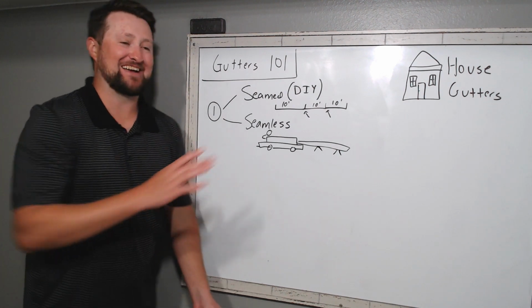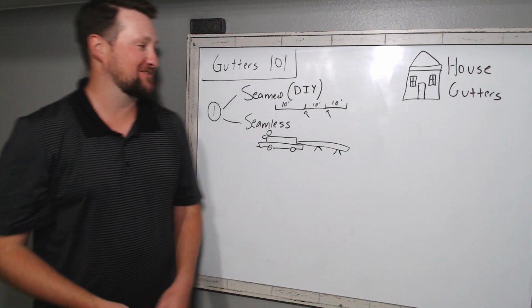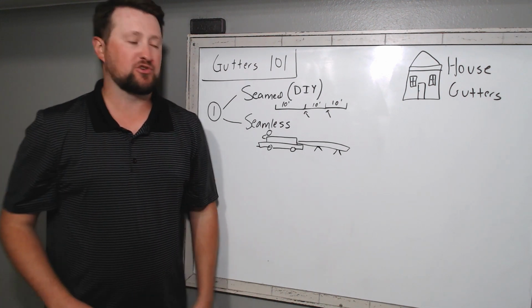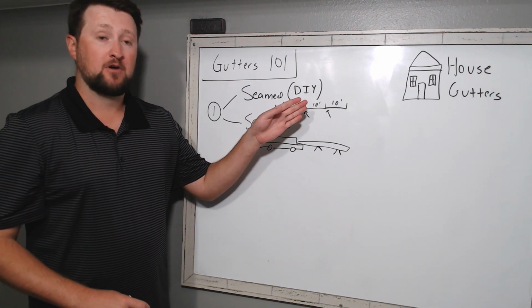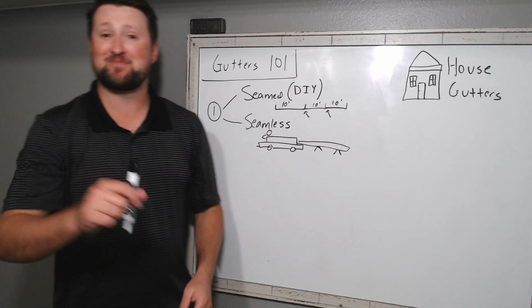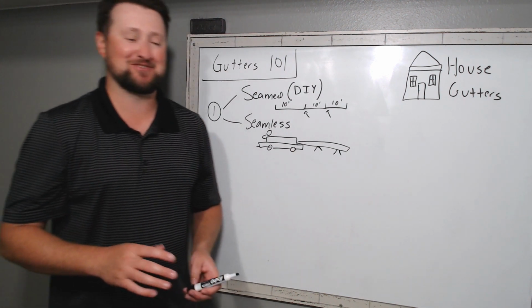So basically, like I said, if you need gutters, you've got to figure out which type. You have seamed versus seamless. That's really where you start. Are you going to do it yourself? Are you going to call a company to do it for you? Or are you going to do nothing? I know that's very motivational, but you basically have 3 options here.